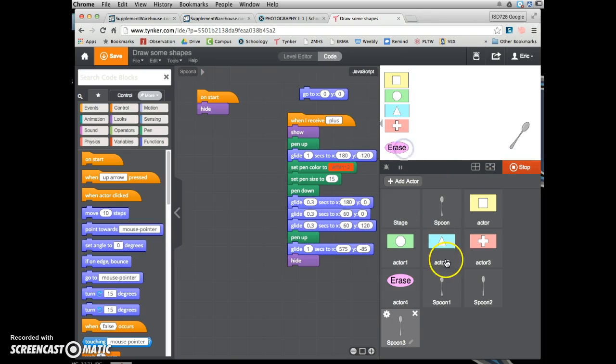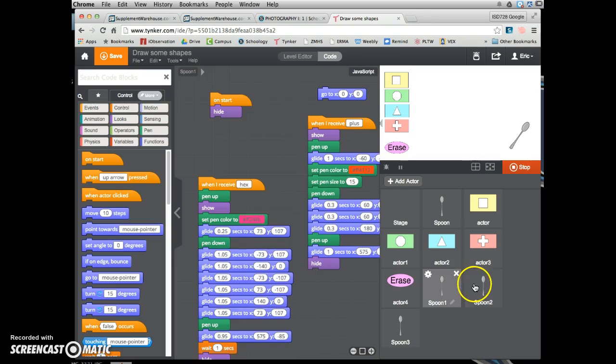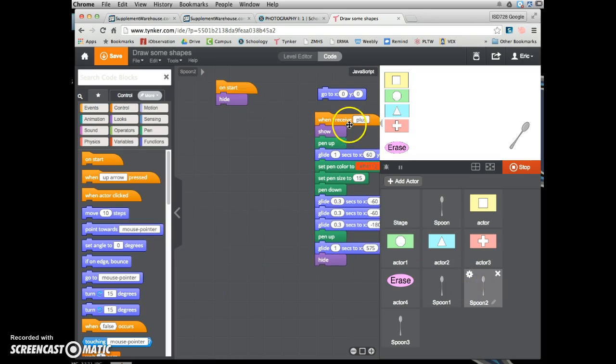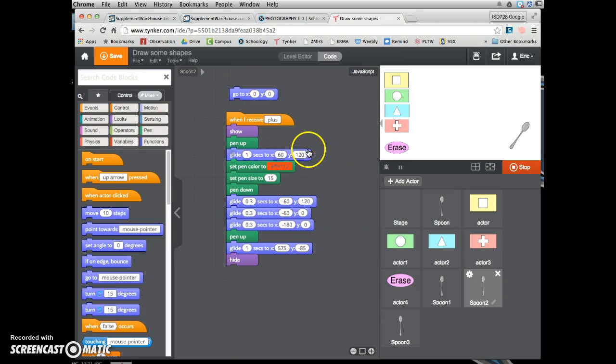Same thing for the other spoons. They have the same kind of code. He shows himself, pen's up in the air, he goes to his starting point, sets the pen color and size, drops the pen down, glides his little path, pen goes up, glides back home, and hides again. Same for all the shapes.